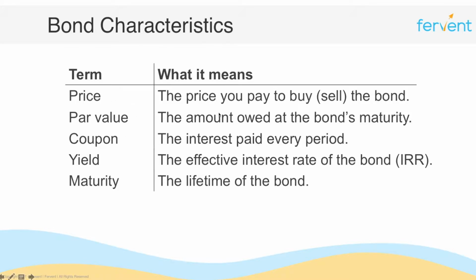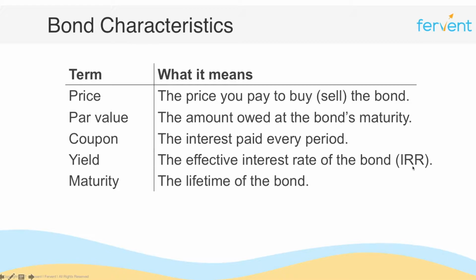Next, we learn that the par value is the amount owed at the bond's maturity, so that's the lump sum payment that you get once the bond matures. The coupon is the interest paid every period. The coupon rate is the coupon divided by the par, but crucially, the coupon rate is not the interest rate of the bond. That title is reserved exclusively for the yield, which is the effective interest rate of the bond, or the bond's internal rate of return, or IRR. Now, the IRR is essentially an investment appraisal tool or technique, and we talk about what the IRR is and how to calculate it in great detail in one of our other courses on investment appraisal mastery.